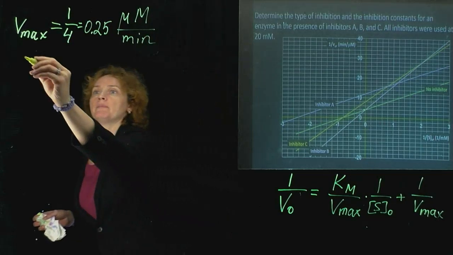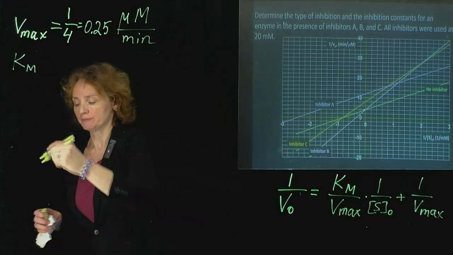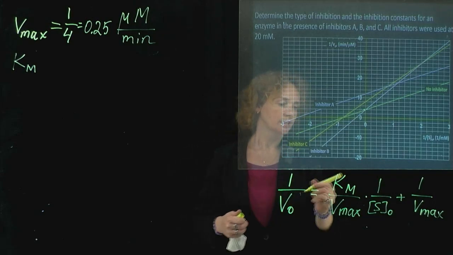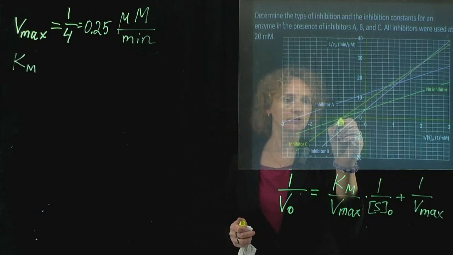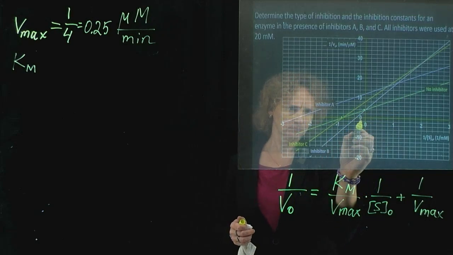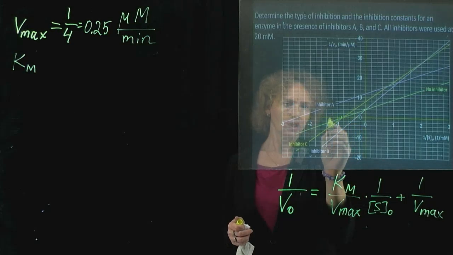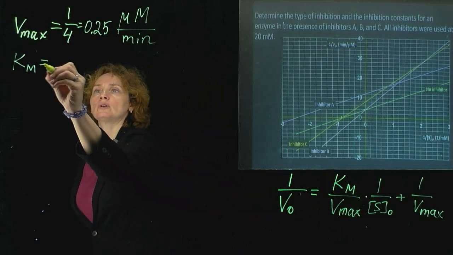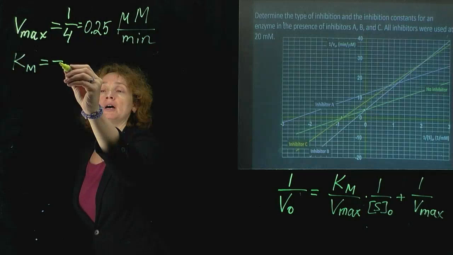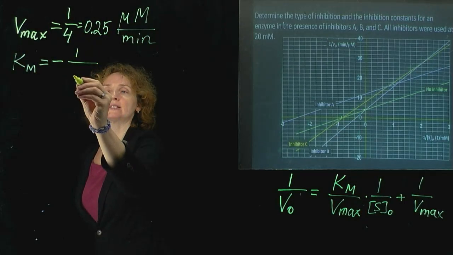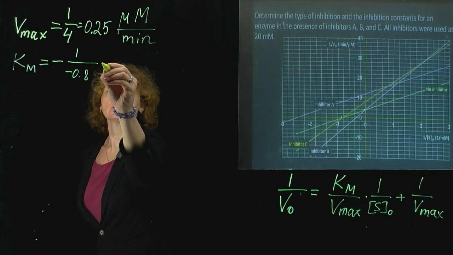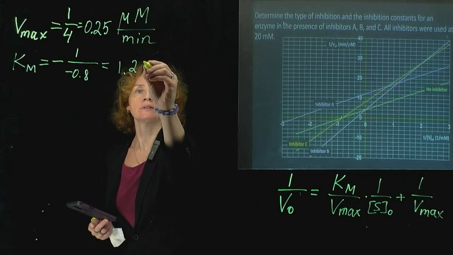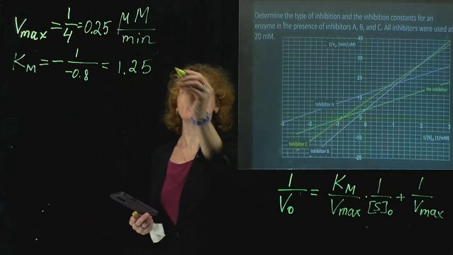So Km, now, in the absence of inhibitor, can be determined from the x-intercept. And the x-intercept in the absence of inhibitor is right here. It will be minus 0.8, and so my Km will be minus 1 over the x-intercept. And so it will be 1.25 millimolar, correct?